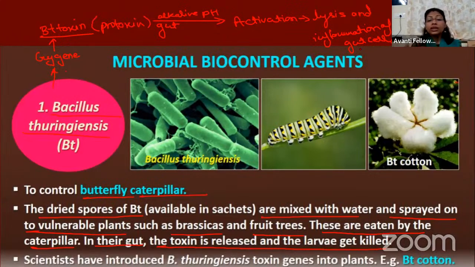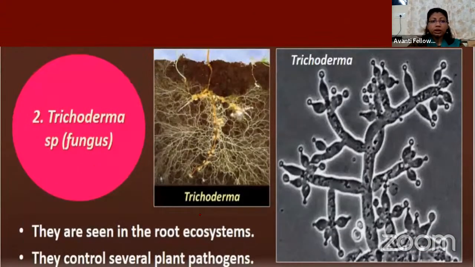Okay, so the scientists have introduced this cry gene in several crops, or we can say in several plants, so that they can protect themselves from the attack of the pest. Okay.